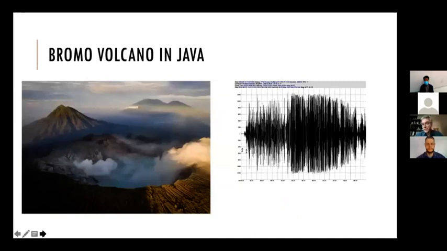Now let's give another example of a mountain in Java. So Bromo volcano. We can treat the volcano as an object. And so the seismologist comes in with a seismograph and comes up with the graph that you can see on the right. Local people living at the bottom of the mountain, well, they don't have a seismograph, but they treat the volcano as a person.